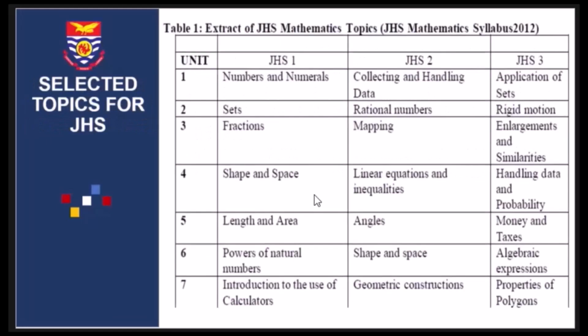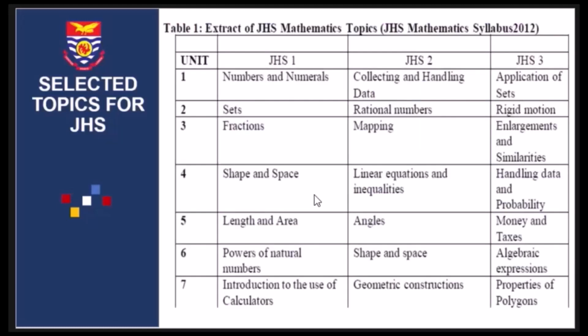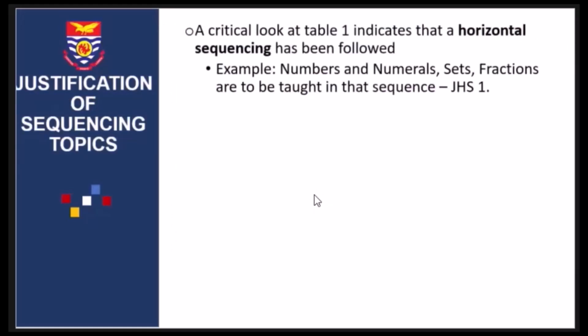Selected topics for JHS. So the diagram you can see on the screen represents the selected topics for JHS 1, 2, and 3, as we have said earlier. And you can pause the video and look at them critically. This is the continuation. So as we said, 40 units for JHS 1, 40 units for JHS 2, and 7 units for JHS 3. Let's look at justification of sequencing of topics. Why are the topics sequenced that way in the syllabus? So you want to try to justify this sequencing based on the factors that we have learned already.